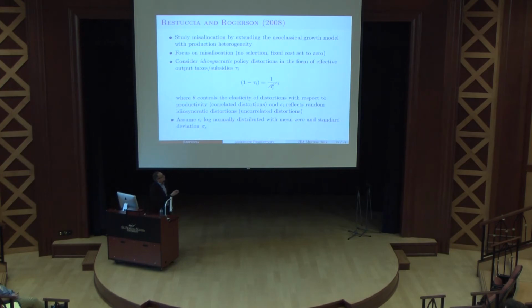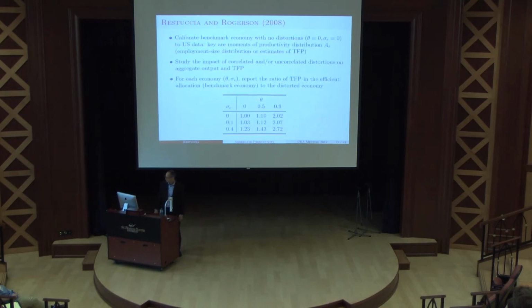Or it may be that these are just random variations, so I'm going to allow that epsilon term to have some noise, okay? I'm going to parameterize that as a log-normally distributed variable. So really, I'm going to have two parameters that characterize policy distortions. One is theta, which tells me whether distortions are correlated with productivity or not, and the other is the extent of these random distortions. Both of them are going to generate misallocation, and we want to see what their effects are.